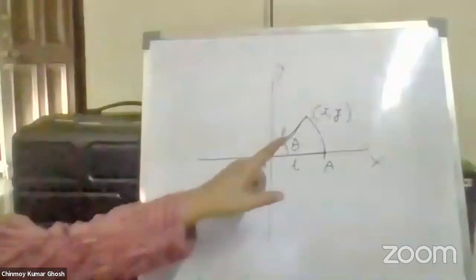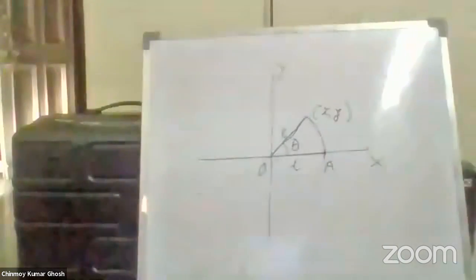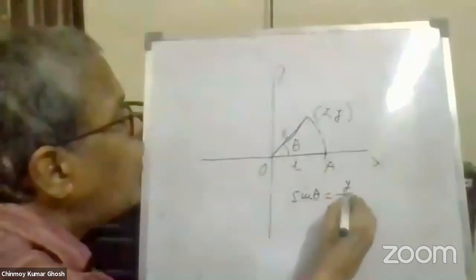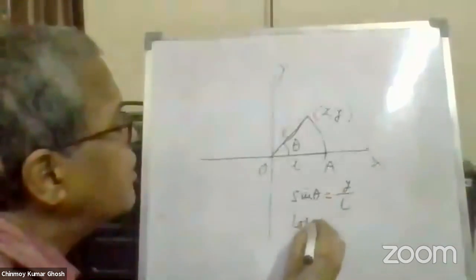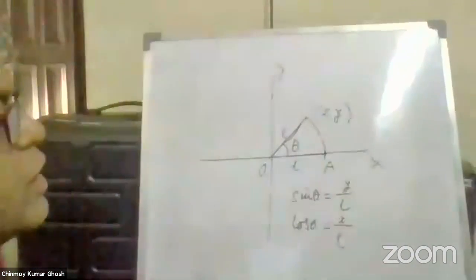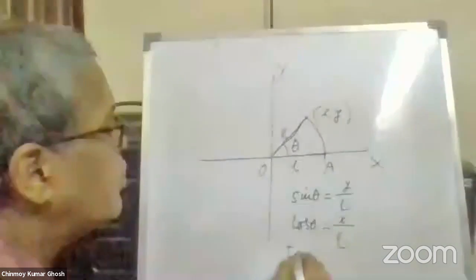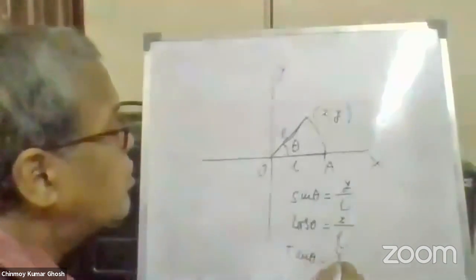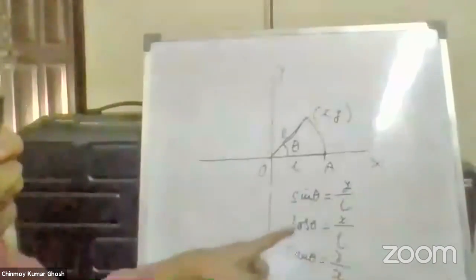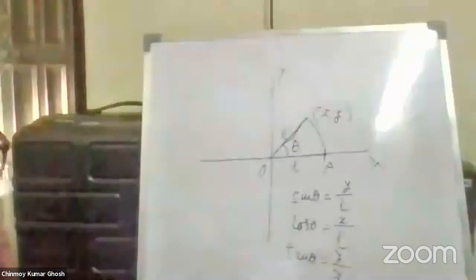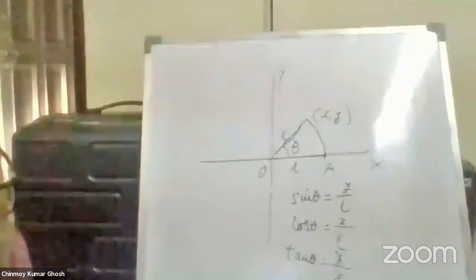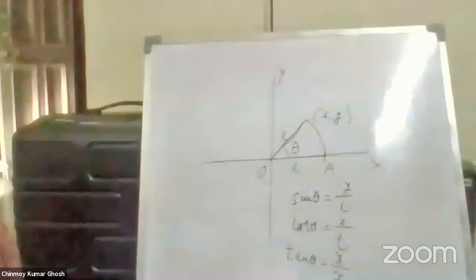And the angle described is equal to theta. Then sine theta is equal to y by the length of the straight line. Cosine theta is equal to x divided by the length of the straight line. And tan theta is equal to y by x. And this takes us to the mnemonic "all sine tan cos", which we ask the students to remember about the positivity of sine, cosine, and tan.